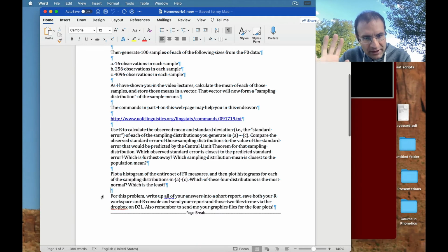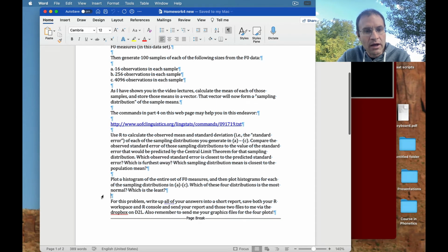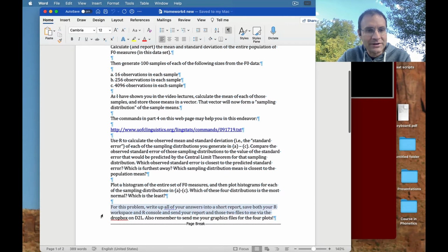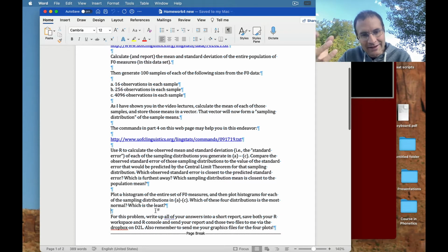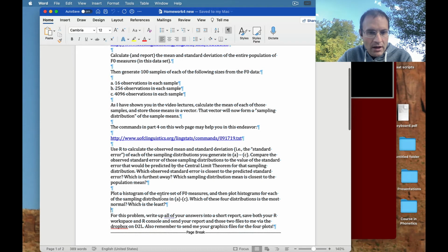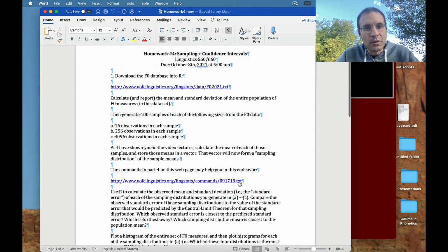So for this problem, write up your answers into a short report, save both your R workspace and R console, and send those to me via the Dropbox on D2L. And one of the reasons I want you to save your R workspace is because everybody's sampling distributions are going to be a little bit different. So I can't recreate what you got out of those just by myself, because it's a random selection process, right? I need to have that workspace so I know exactly what data you were playing around with when you did this exercise. And then also send me your graphics files for the 4 plots. I think we know how to do that by now. Otherwise, that's it for part number 1.